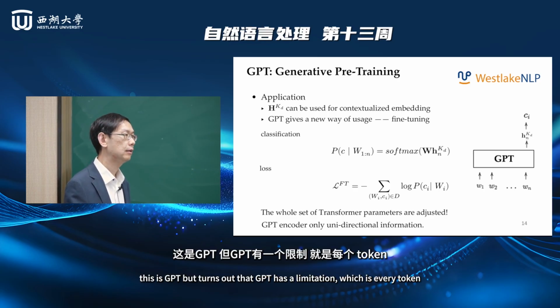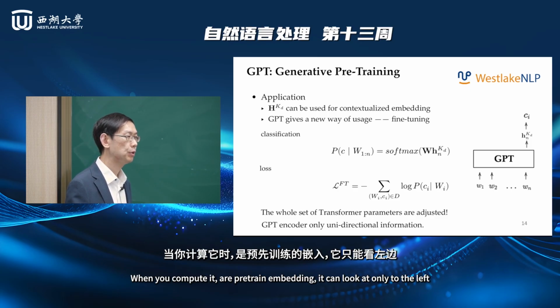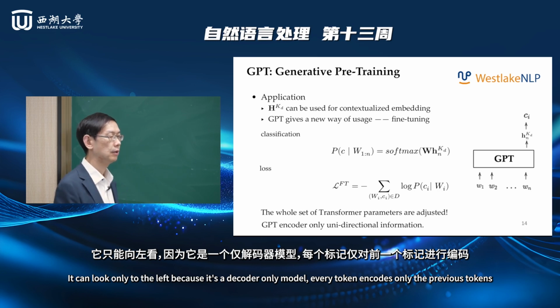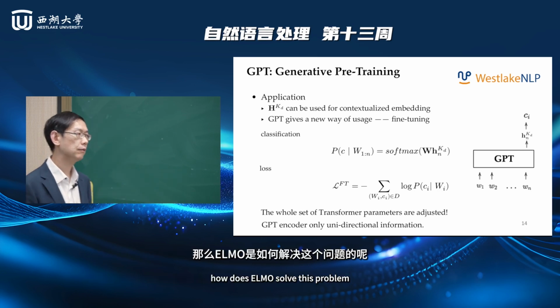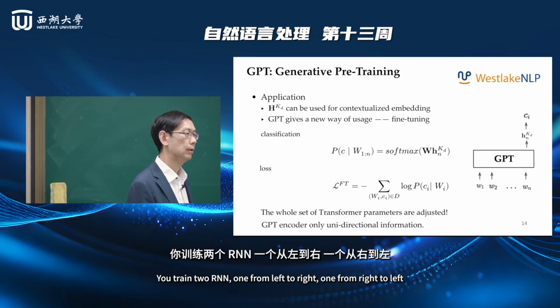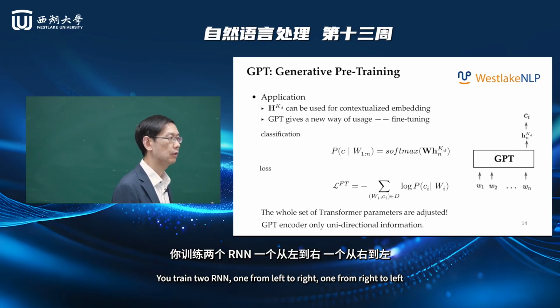But it turns out that GPT has a limitation, which is that when you compute the pre-trained embedding of every token, it can look only to the left, because it's a decoder-only model. So every token encodes only the previous tokens. So how does Elmo solve this problem? It trained two RNN-LMs, one from left to right, one from right to left.